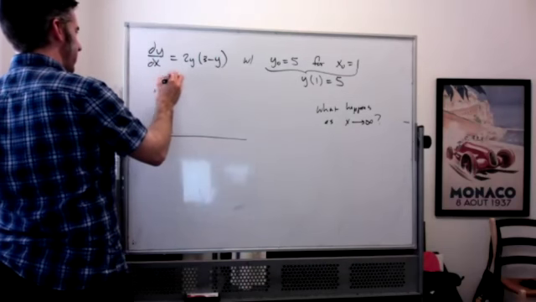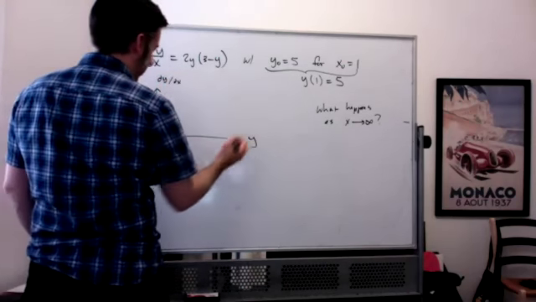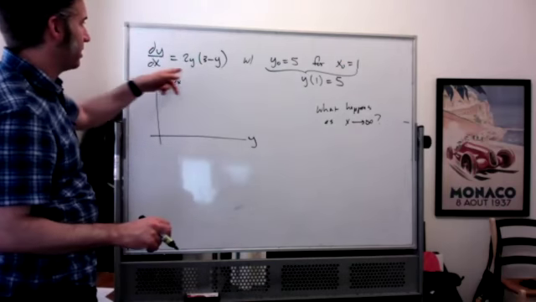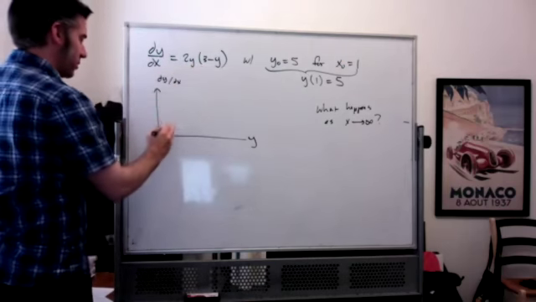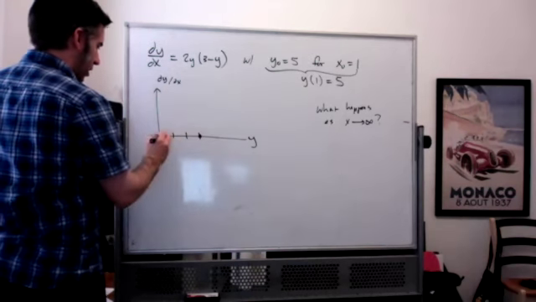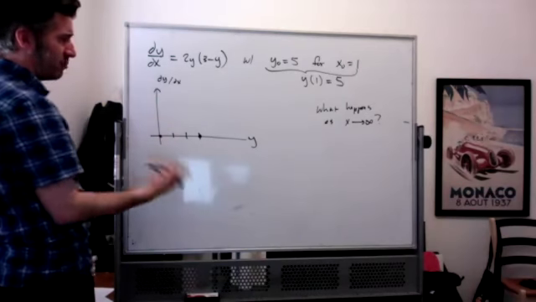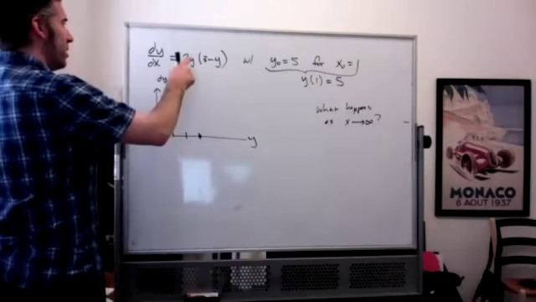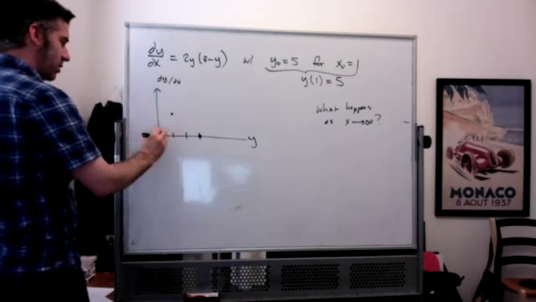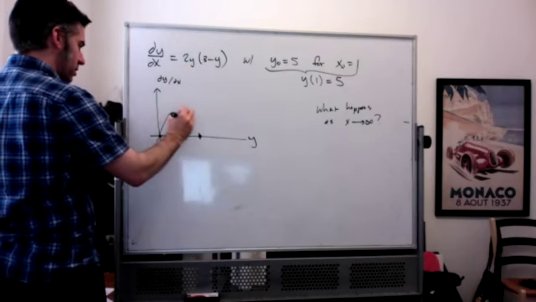dy/dx on the vertical axis, y on the horizontal. My equilibria are the things that make this equal to 0. So y equals 0 and y equals 3. And then to see if it's positive or negative, pick a point like 1. I plug in 1, I get 2 times 2, which is 4. So I know it goes like this, and then like this.